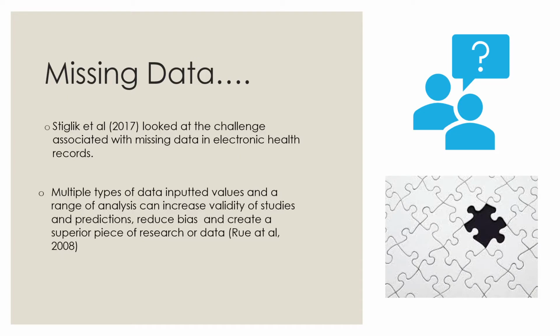Missing data. To demonstrate the issues surrounding missing data, Stiglic et al. completed a case study of risk prediction model for diabetes using data from civilian primary care and found that up to 90% of data was missing from some healthcare centres. And the impact of this missing data includes many wasted opportunities for predictive modelling. Roux et al. looked at addressing the problem of missing data with longitudinal studies regarding the effects of trauma and agreed. They said having more types of data and a range of analysis would vastly increase the validity and reduce bias, creating a stronger piece of work.